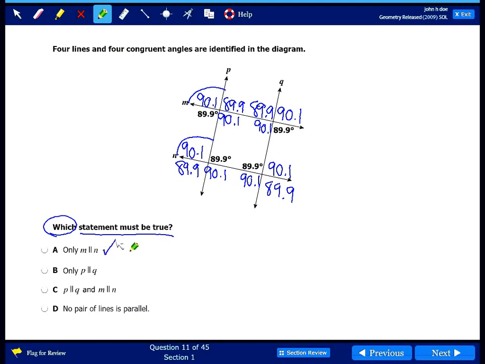But what about lines P and Q? So that would mean we would need this angle to be congruent to this one. That doesn't work. So P and Q are not parallel. You should be able to see it a little bit better with corresponding angles if you put in all those angles. You don't even need to put all of them in. I just did it for extra effect. So our answer is going to be only M is parallel to N.